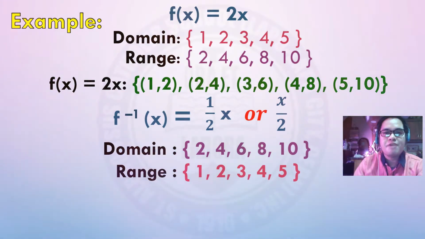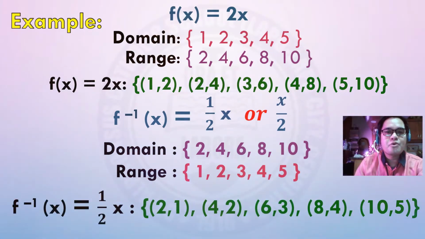When you substitute the value of x, which is 4, in the inverse function 1/2 x, its result is 2, because 1/2 of 4 is 2. When you substitute the value of x, which is 6, in the inverse function 1/2 x, its result is 3, because 1/2 of 6 is 3, and so on. Therefore, the coordinates of f inverse of x equals 1/2 x are 2 and 1, 4 and 2, 6 and 3, 8 and 4, and 10 and 5.